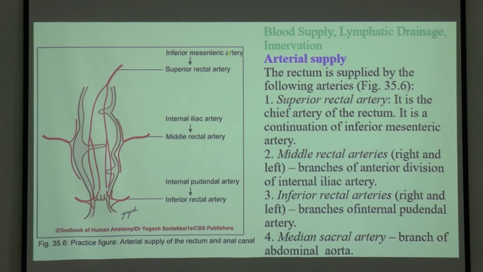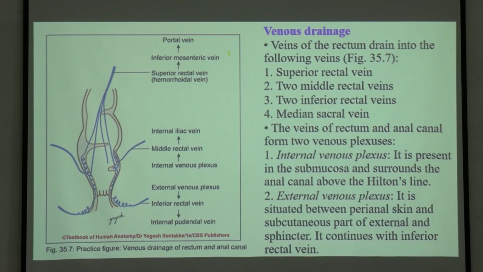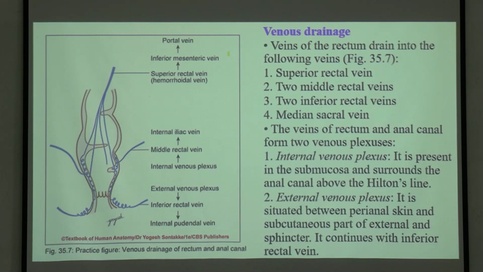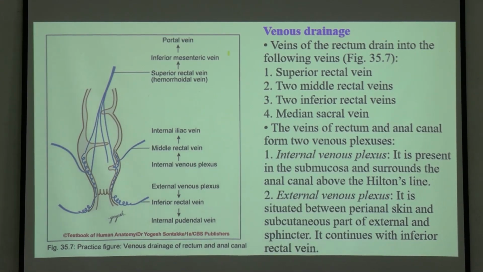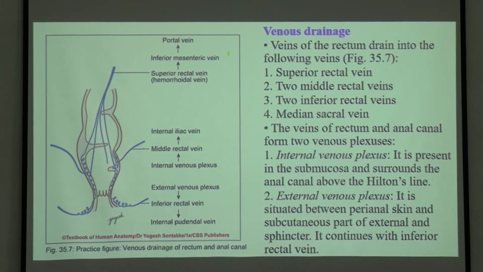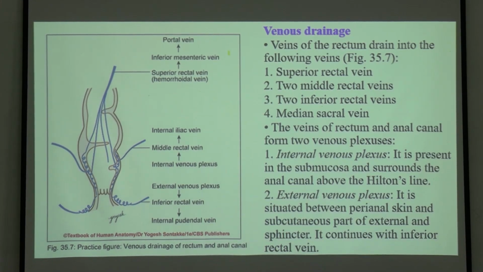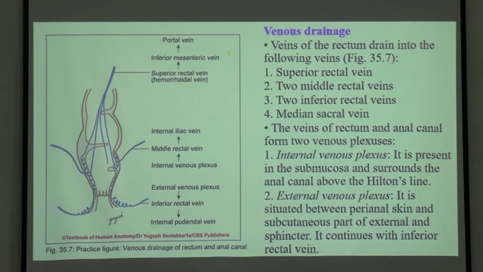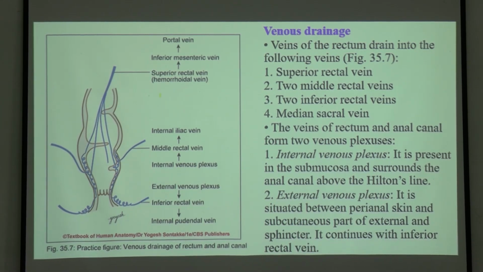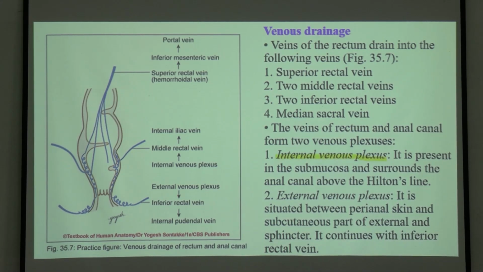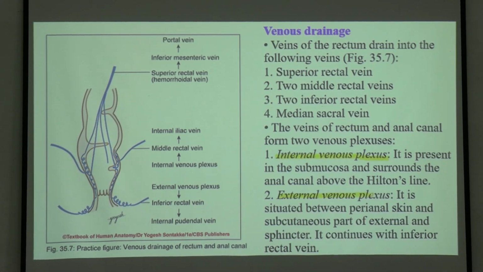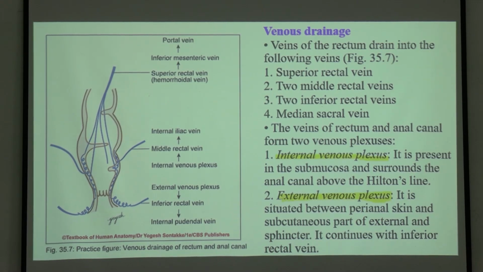Now about the veins: superior rectal vein, middle rectal vein and inferior rectal vein. Superior rectal vein is ultimately continued as the inferior mesenteric vein, which drains into the splenic vein. Splenic vein joins with the superior mesenteric vein and ultimately forms the portal vein. So the superior rectal vein is part of the portal circulation, whereas the middle and inferior rectal veins are systemic veins.